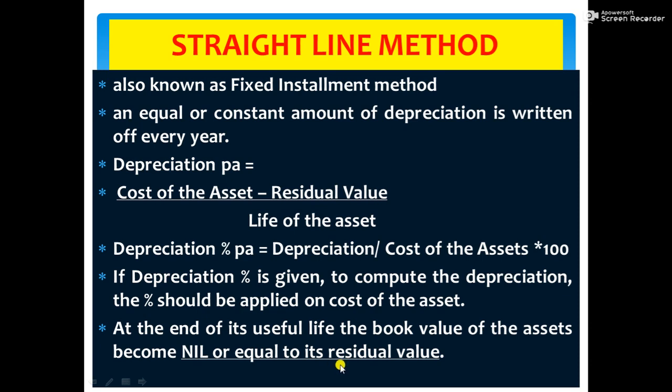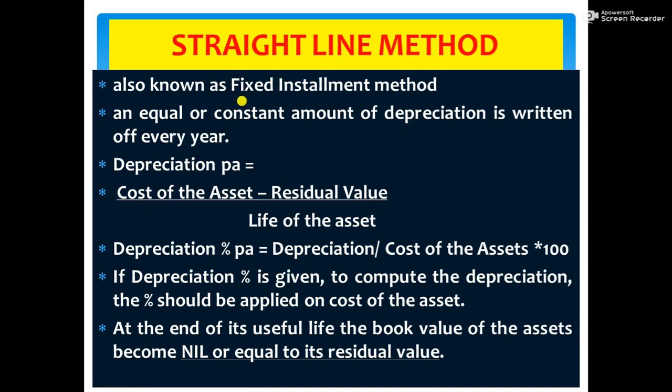If there is no residual value, then the book value of the asset will be equal to nil after the end of the useful life of the asset under the straight line method. So under the straight line method, depreciation is calculated as cost of the asset minus residual value divided by useful life of the asset. Depreciation remains the same every year.